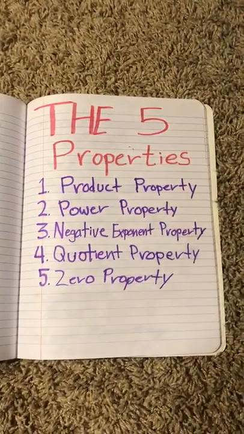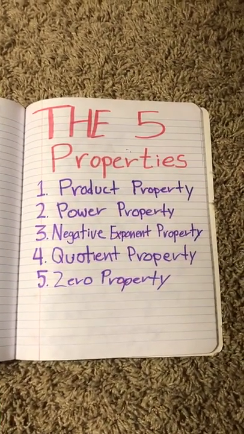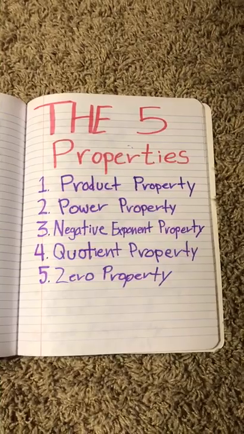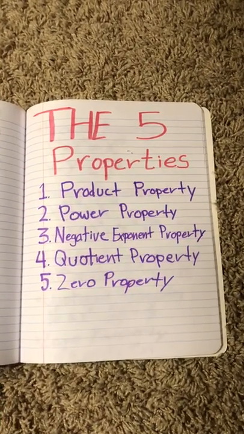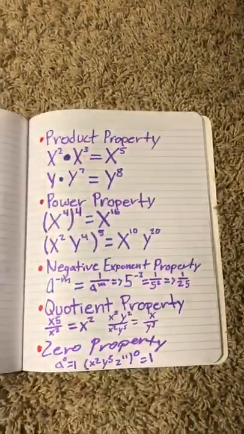What are the 5 properties? First is the product property, followed by the power property, the negative exponent property, the quotient property, and the zero property. Now, what do these do?